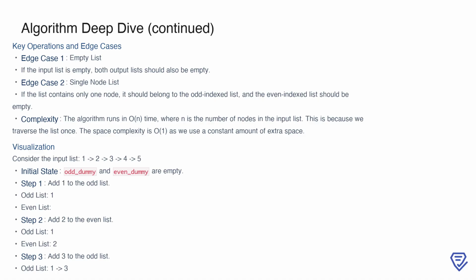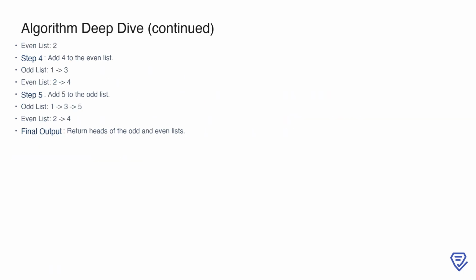To better understand the algorithm, let's visualize an example with the input list 1-2-3-4-5. Initially, both odd_dummy and even_dummy are empty. During the first step, we add the node with value 1 to the odd list, resulting in an odd list of 1, while the even list remains empty. Then, we add the node with value 2 to the even list, giving us an even list of 2. Next, we add the node with value 3 to the odd list, which now becomes 1-3, while the even list remains 2.